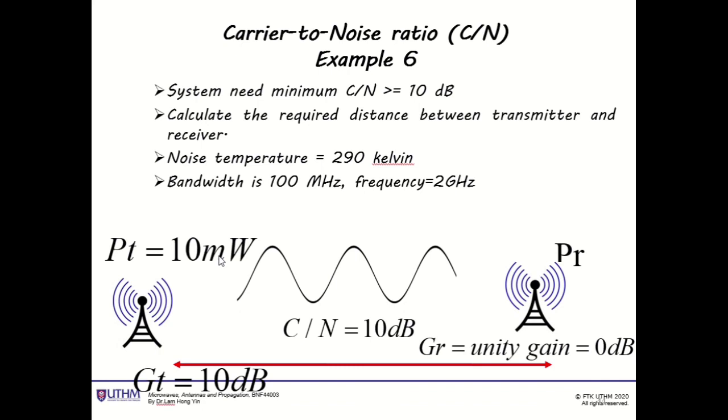The solution is the same as I showed before in example 5. You need to find the PR first. From the C over N here, you get the PR, and you use the first equation to get the FSL, the path loss or the free space loss. Try to get the value of the FSL, and from there you can get the distance. Because once you know the FSL and you also know the frequency, you will know the distance between the two towers, transmitter and receiver.